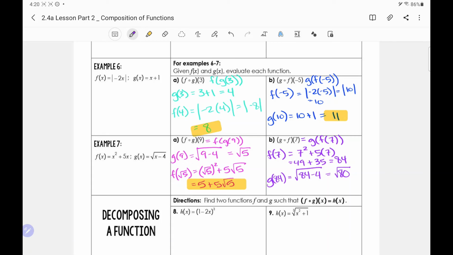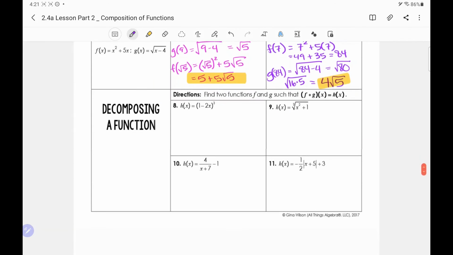Well, what can be divided into 80? We know that it ends with 0, so 5 could go in there. 5 goes into 8 once with 3 left over. 5 goes into 30 six times. So great, that worked out perfectly because we have 16 times 5. What is the square root of 16? 4. 4 square root 5 would be our final answer.